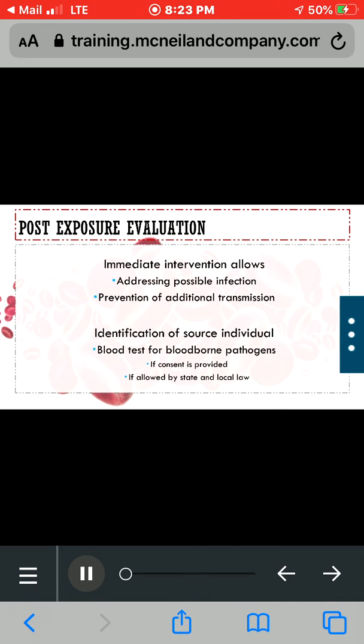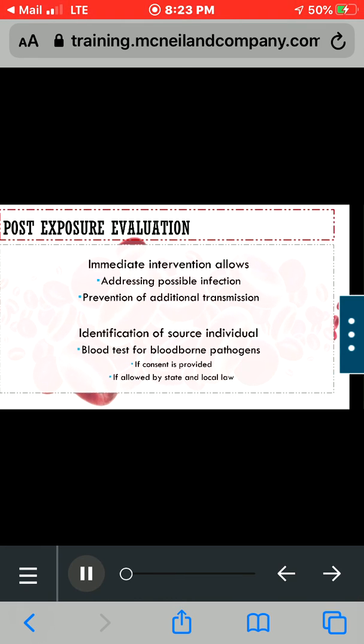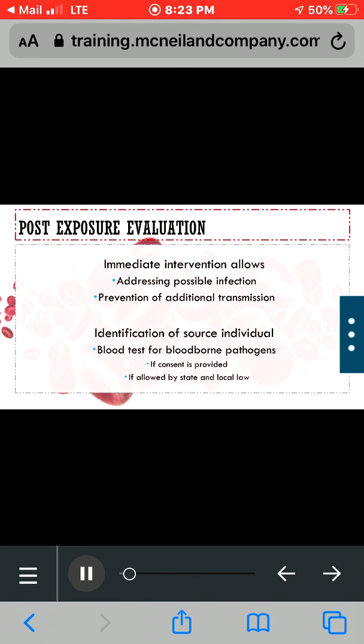By taking immediate action when exposed to a possible contamination, you are reducing the chances of becoming infected. If you are infected, the immediate action allows you to know of the pathogen and will allow you to take steps to prevent additional transmission. Also, taking immediate action helps identify the source individual and may allow for the source's blood to be tested for bloodborne pathogens if consent is provided and state and local laws allow for the test.